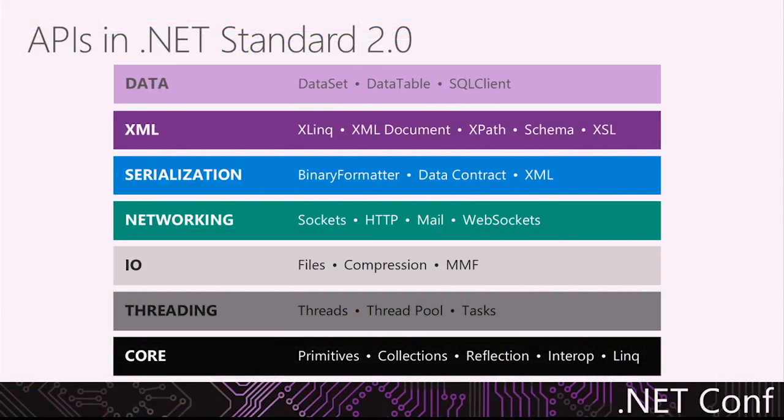So the different APIs, 20,000 is quite a lot to comprehend. You can see here some of the big buckets that these APIs fall into. You've got some core APIs such as reflection APIs, up through serialization, XML, and then an area we're going to spend a fair bit of time on today around data.